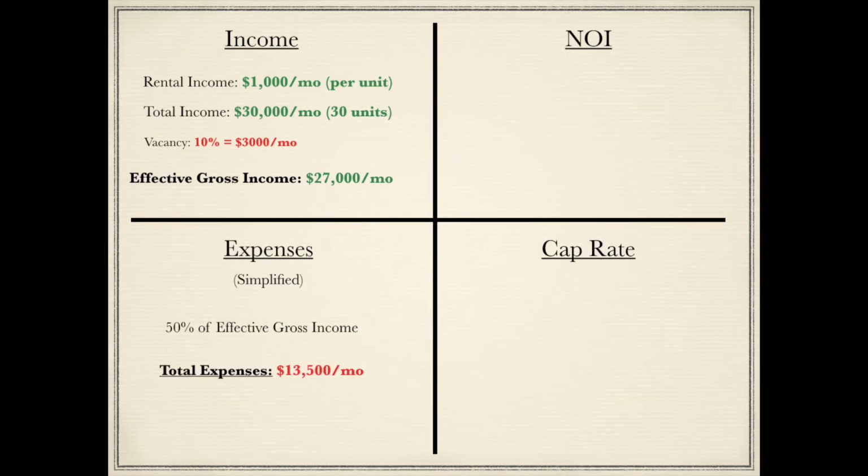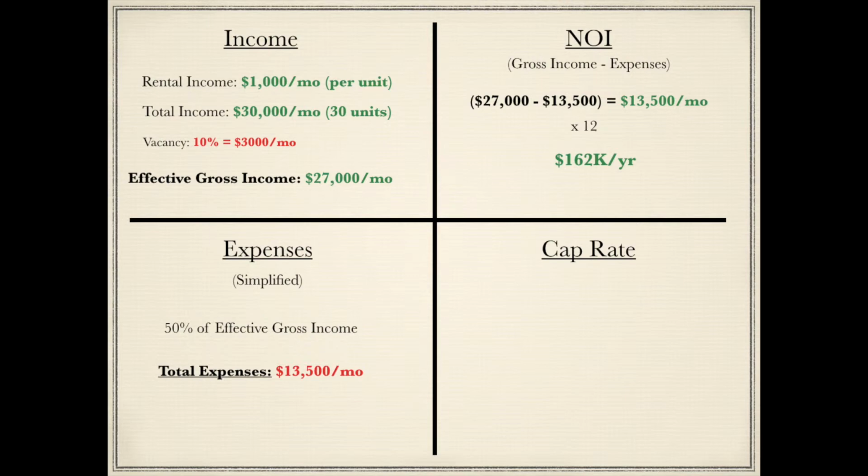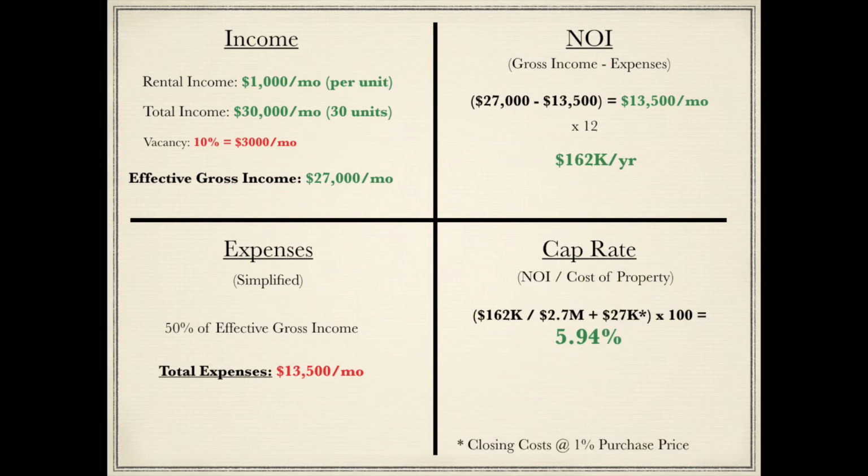Making the same assumption of simplifying the expenses, our total expense is 50% of the effective gross income, so that turns out to be $13,500 per month. Now calculating our NOI is now $27,000 minus $13,500, which will equal $13,500 per month. Multiply that by 12 and you get a total NOI of $162,000 per year. Now let's calculate our cap rate. Our cap rate is $162,000 divided by $2.7 million purchase price plus closing costs of $27,000. Multiply that by 100 and you get an effective cap rate of 5.94%.